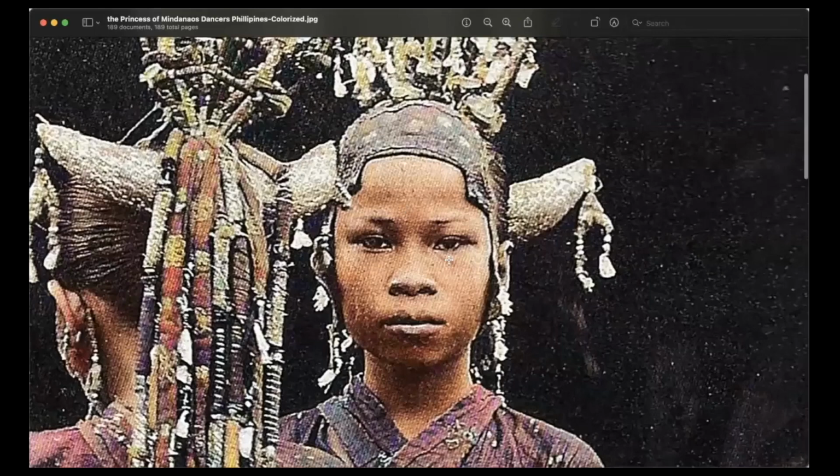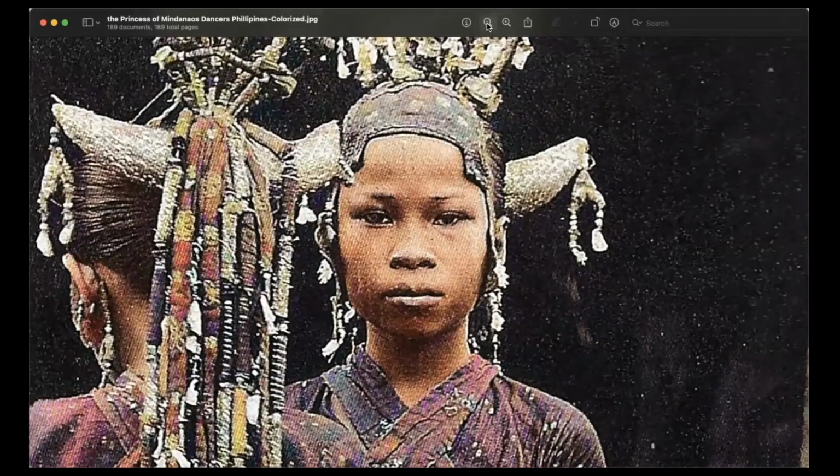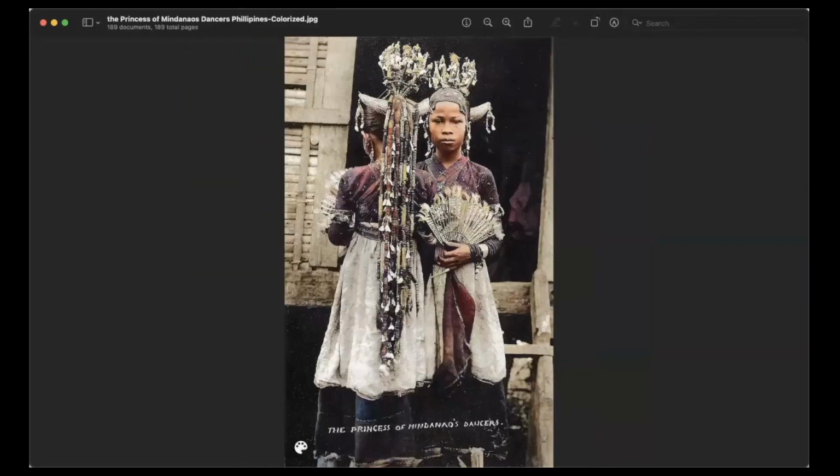Look at that. From the Philippines. Beautiful. Awesome picture I colorized. Love these pictures. The princess of the Mindanao's dancers.